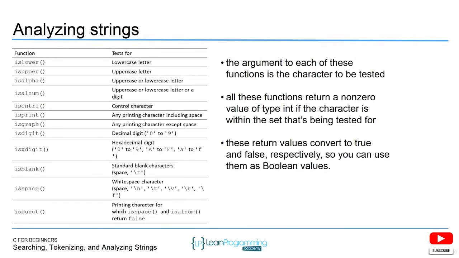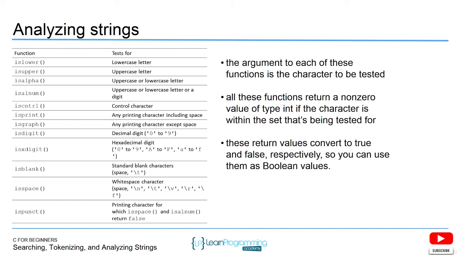The last functions I want to talk about are these string-analyzing functions. islower, there's a ton of them, so I just provided a little table here. islower, isupper, it does exactly what you think it would do. It tests to see if a character is lowercase or uppercase. So we're testing certain characters, but they're used inside strings. And so the argument to each of these functions is the character that you want to look for. And then all these functions return a non-zero value of type int if the character is within the set that's being tested.